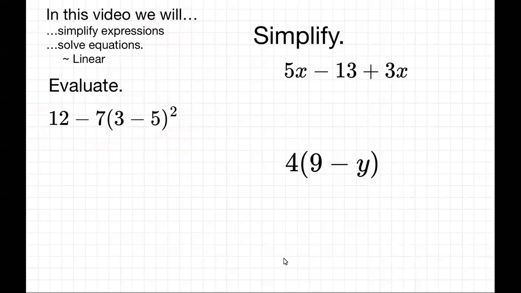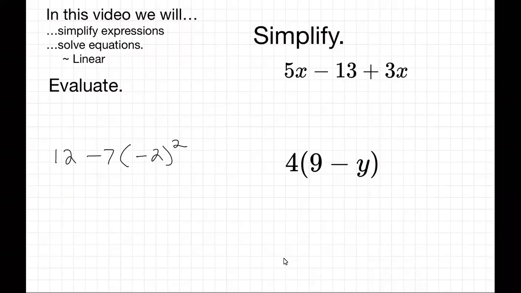So what we want to do is use our order of operations. Make sure you have some way to remember the order of operations, such as PEMDAS or please excuse my dear Aunt Sally. Those are great ways to remember the order of operations. As you'll see here, the place that we need to start is in the parentheses. So let's go ahead and do that. With the parentheses here, we have 3 minus 5. Okay, so doing that, we'll have 12 minus 7 times negative 2 squared.